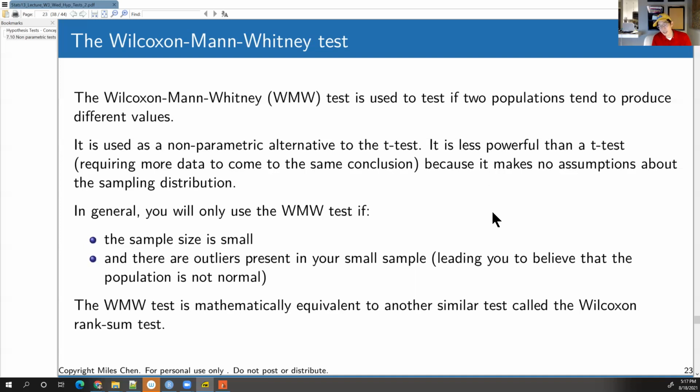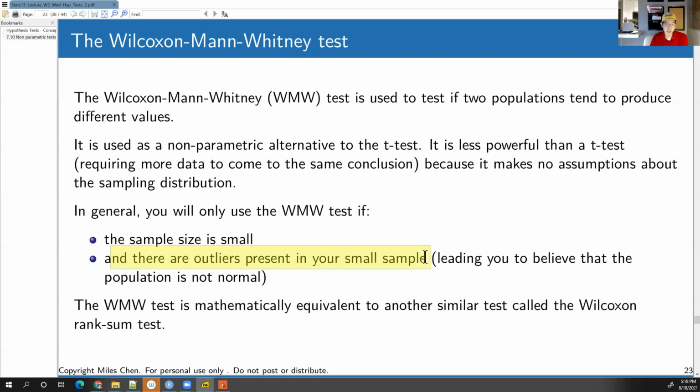So because it is less powerful, in general, we would only want to use the non-parametric test, the Wilcoxon-Mann-Whitney test, if the sample size is small and there are outliers present in your small sample.